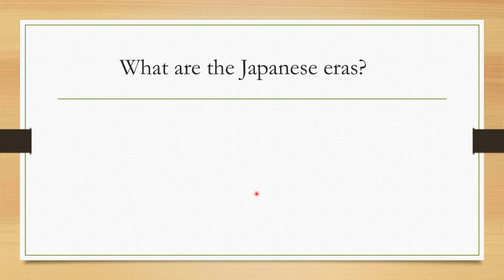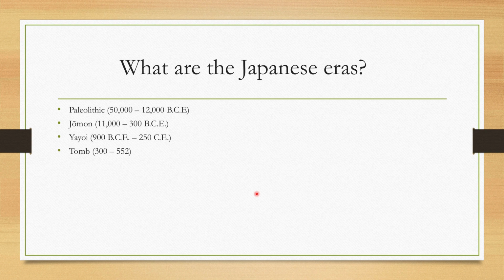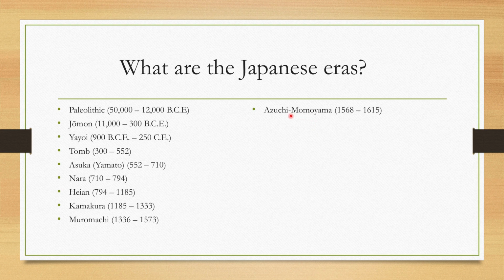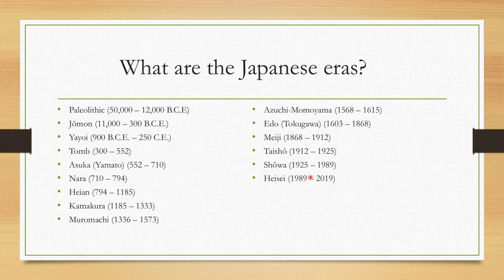Okay, so first, what are the major Japanese eras? Well, they would be like this. First, we have the Paleolithic era, followed by Jomon era, Yayoi, the Tomb or Kofun period, Asuka or Yamato period, Nara, Heian, Kamakura, Muromachi, Azuchi Momoyama, Edo, Meiji, Taisho, Showa, Heisei, and now what we're in, Reiwa.